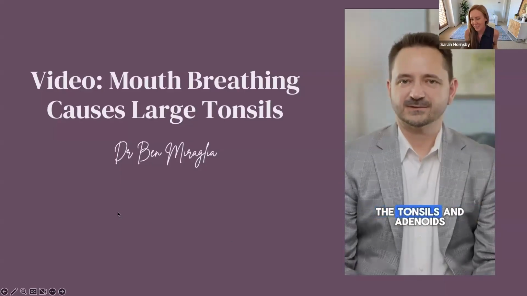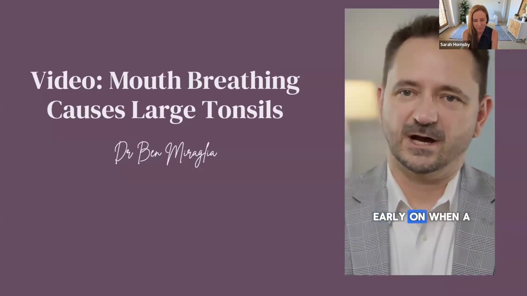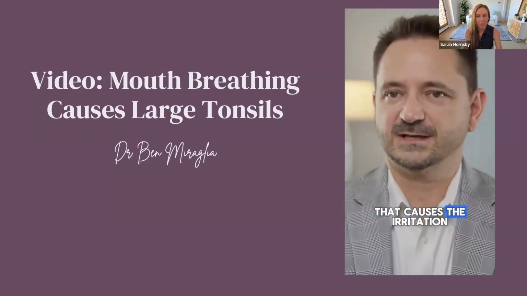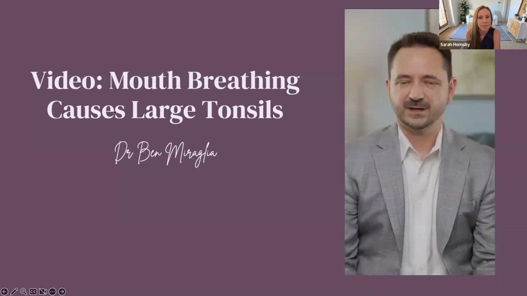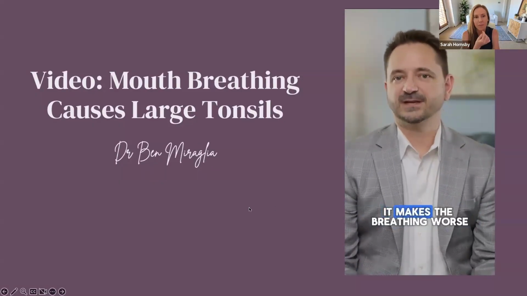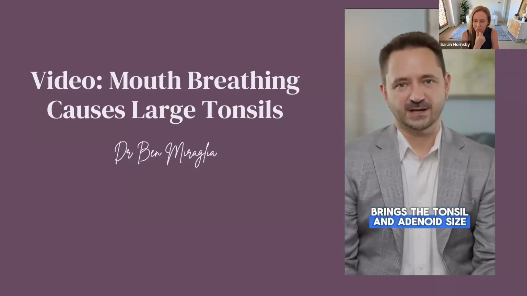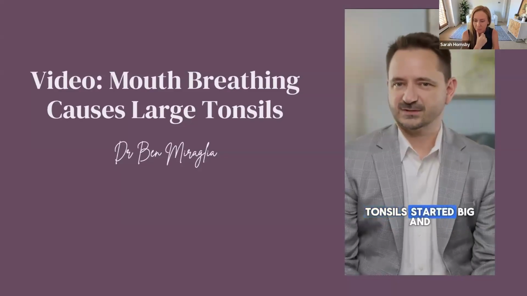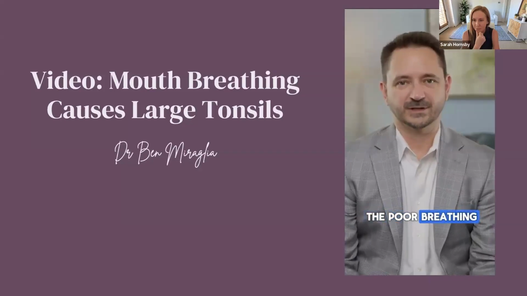We're thinking about the tonsils and adenoids. Let's tackle those first. It turns out that early on, when the child begins to mouth breathe, it's the mouth breathing that causes the irritation of the tonsil and adenoidal tissue that causes its overgrowth. When the tonsil and adenoidal tissue gets overgrown or bigger and large, it makes the breathing worse. So the poor breathing brings the tonsil and adenoid size. Then the tonsil adenoid size makes your breathing worse. It's not that the tonsils started big and made your breathing bad. So they're not the start of it. They're the symptom of the poor breathing.